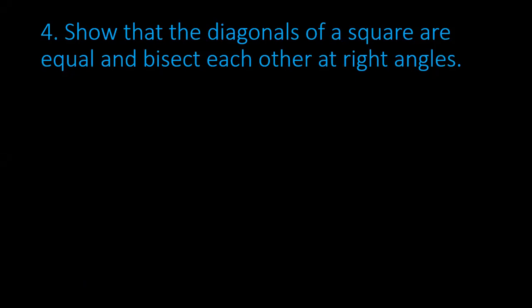Today we're going to be starting exercise 8.1 question number 4. So let's get going. This is the question which you can see right here on your screen: show that the diagonals of a square are equal and bisect each other at right angles.